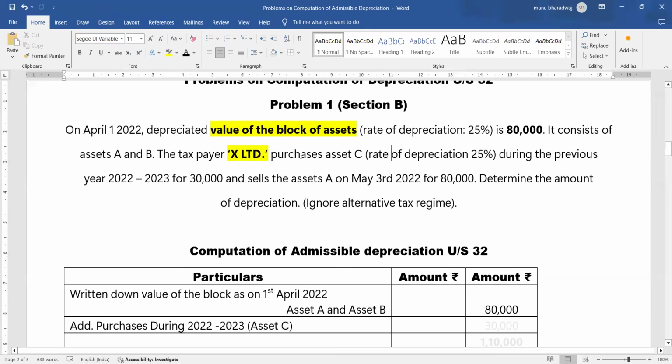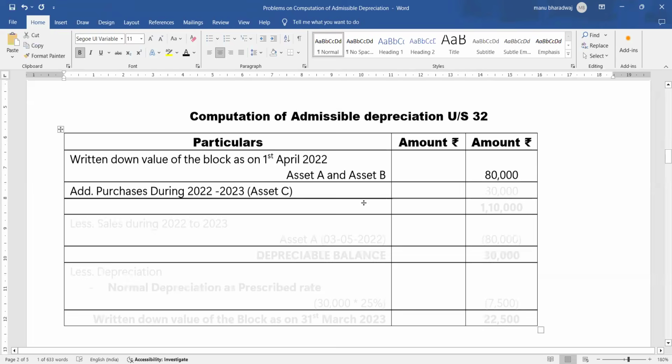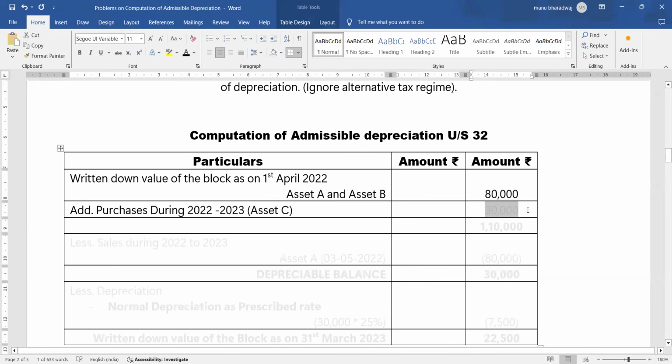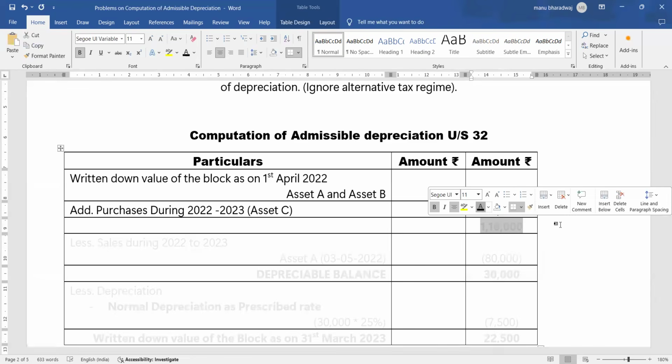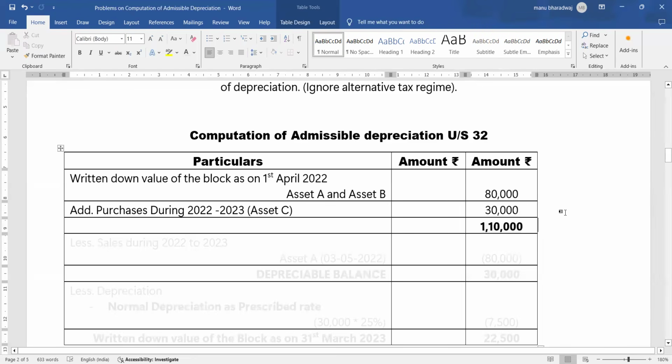So the taxpayer X Limited purchases asset C, which has a rate of depreciation of 25%, during the previous year 22-23 for 30,000 rupees. So what is the value of asset C? Asset C value is 30,000. So if you add both, 80,000 plus 30,000, you will get 1,10,000 rupees.